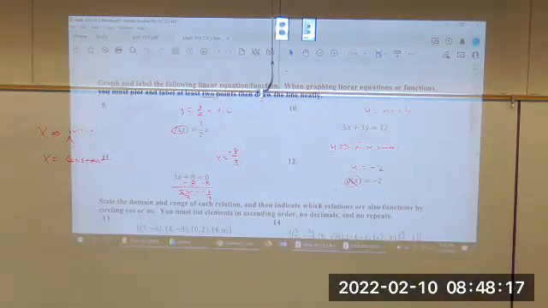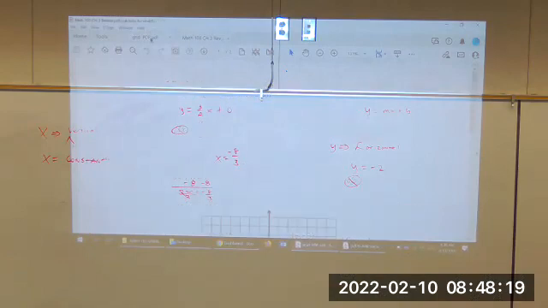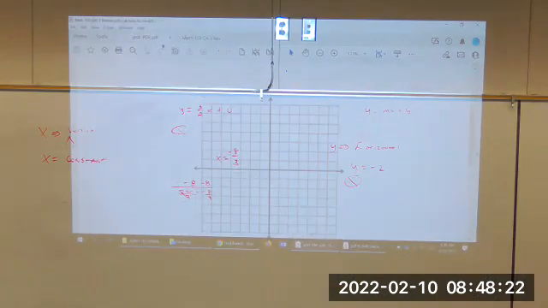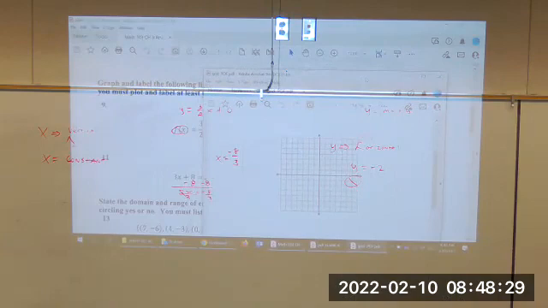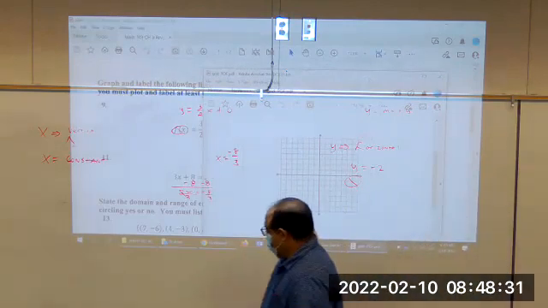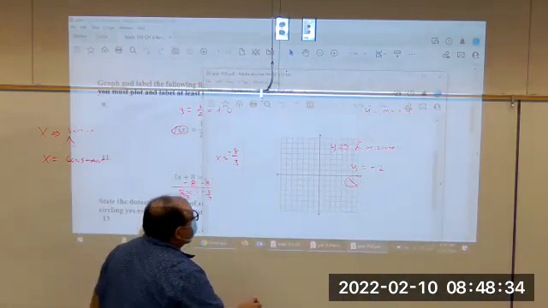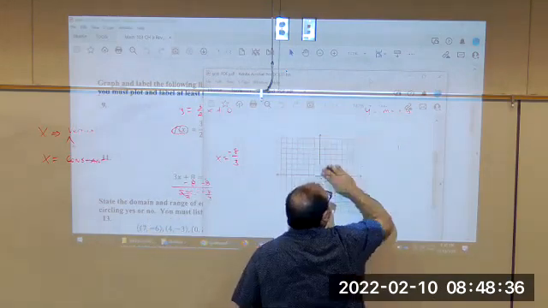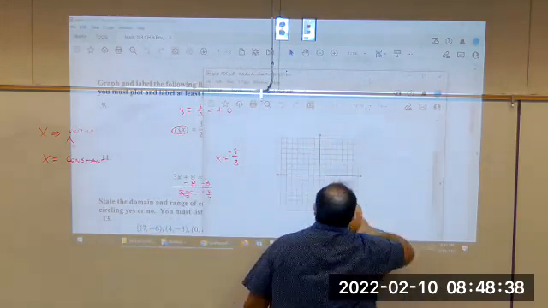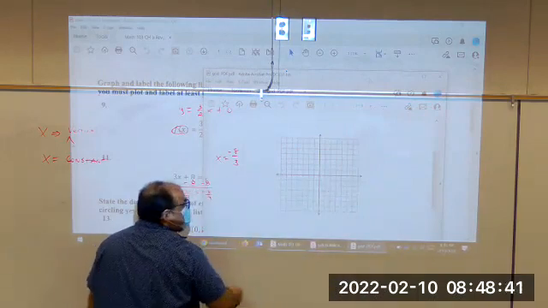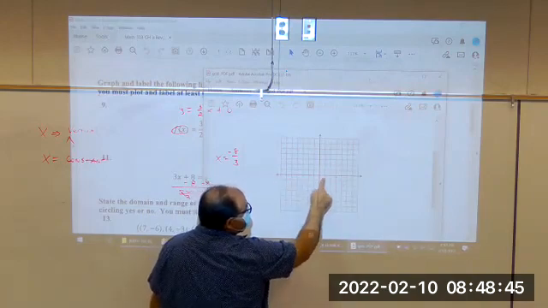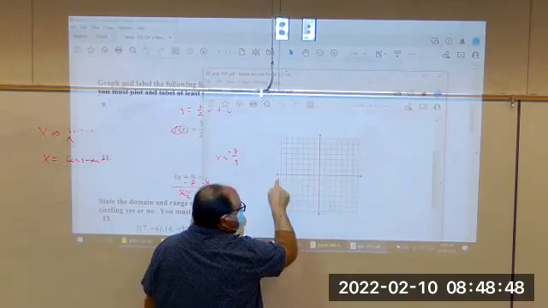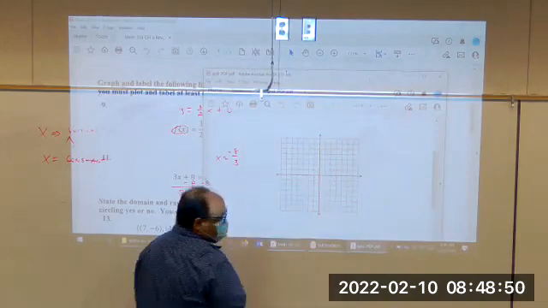So now we graph. Remember, please, don't try to change the scale on the grid. Just count by 1. You don't need to count by 2s at all. Don't change the scale: 1, 2, 3, 4 goes to positive 7, negative 7.